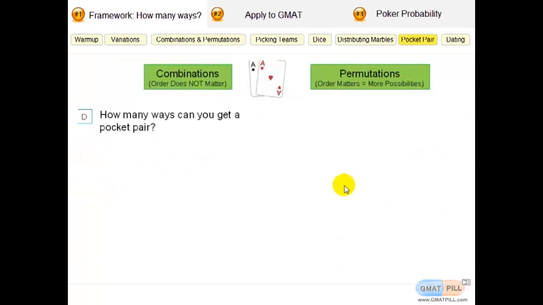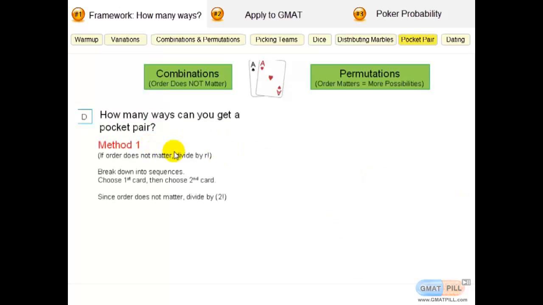Now, pocket aces, part D. How many ways can you get a pocket pair? Well, one way is to sequence it. So first, the method is to break it down. First, choose the first card, then choose the second card. Since order does not matter, you divide by 2 factorial.